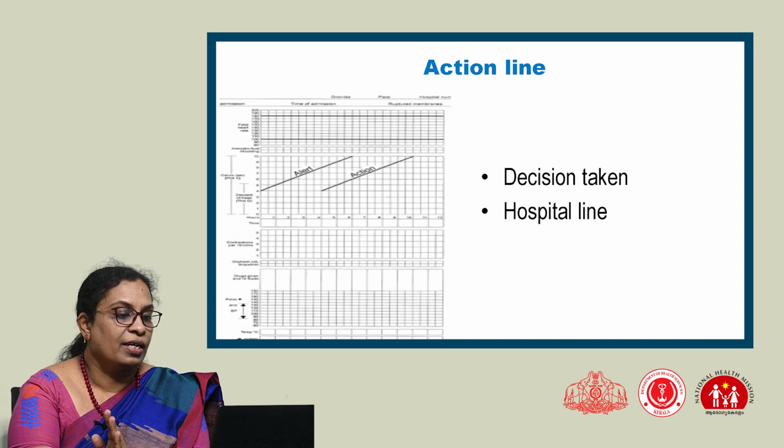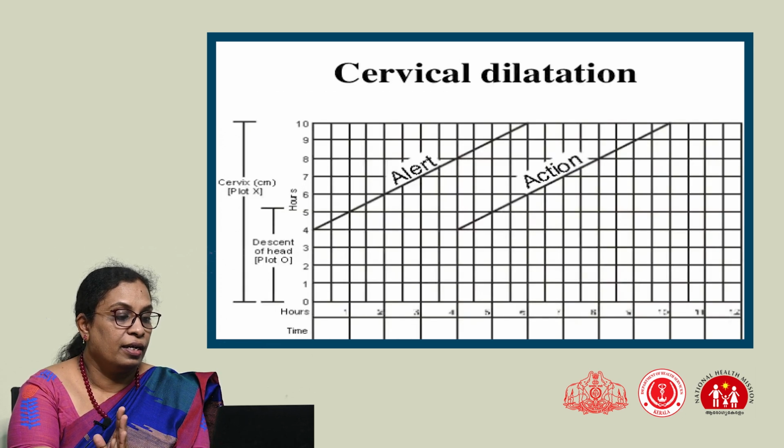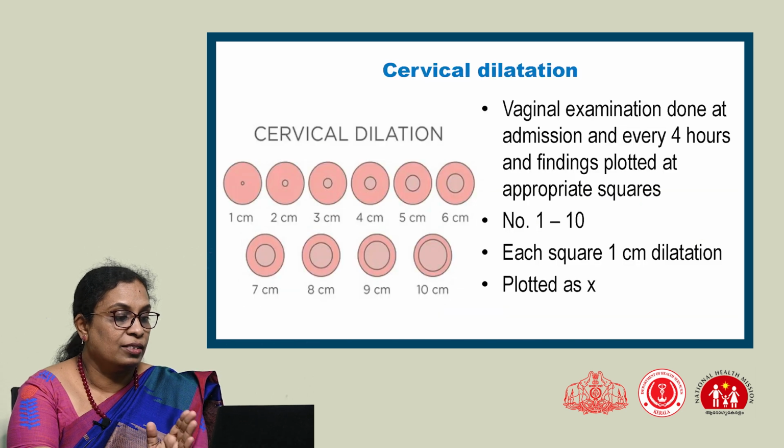This is how the cervical dilatation is plotted. At 4 centimeters start the alert line, hourly monitoring, and finally reaching the 10 centimeter point. Then the action line, it's 4 hours away from the alert line. It is parallel to the alert line. See, on the y-axis you are plotting the cervical dilatation in centimeters, which is plotted as X.